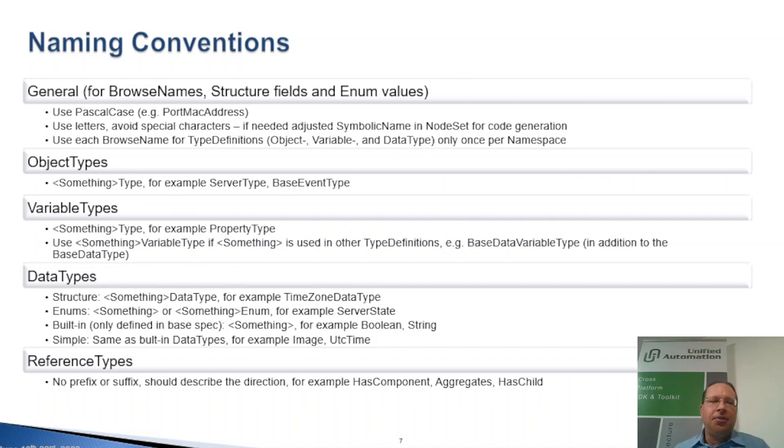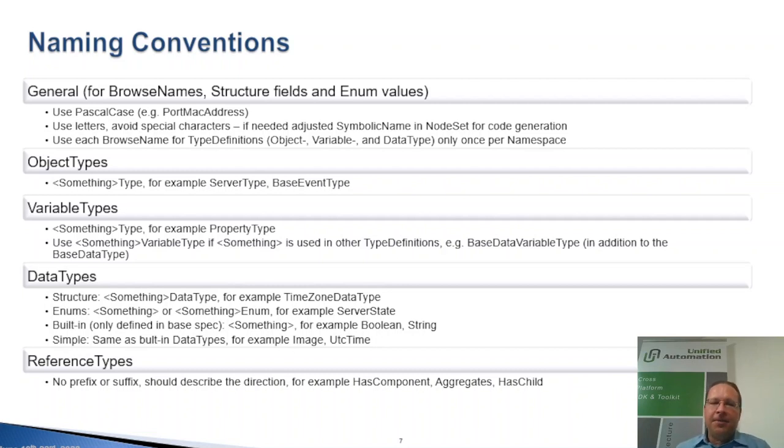But if you're running into issues with naming conflicts, a name should be used for only one type definition, independent of whether it's object, variable, or data type, so that people don't get confused. And if you have something like, we already have a base data type, then of course you use something like a base data variable type. So sometimes you add this as variable type if you otherwise run into naming conflicts.